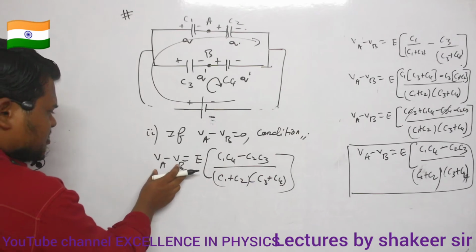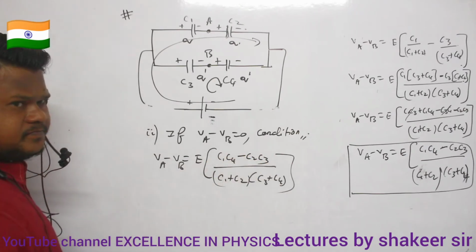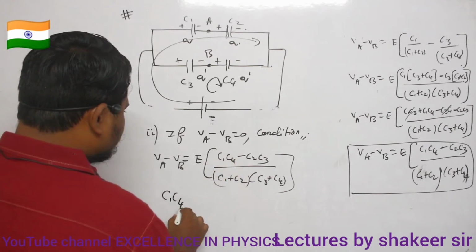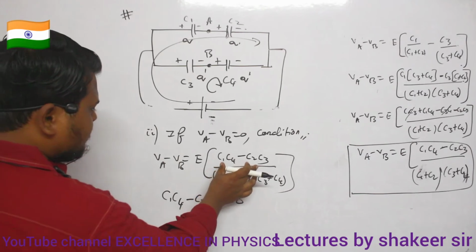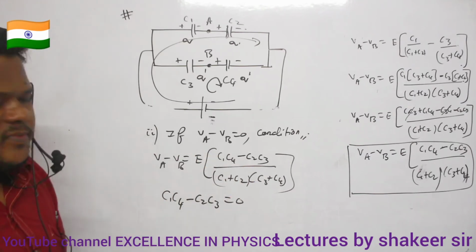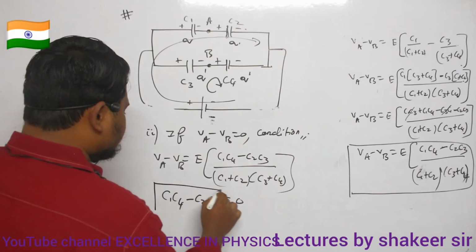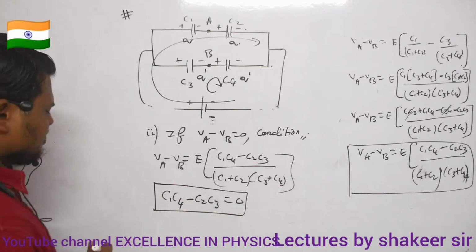If the total potential difference should be 0, then if this numerator is 0, it is enough, no? What is the numerator? C1 C4 minus C2 C3. If this value is 0, then the total potential difference between the 2 points, VA minus VB, also becomes 0. Clear, ma? So this is the required condition for VA minus VB to be equal to 0. Clear, no, ma?